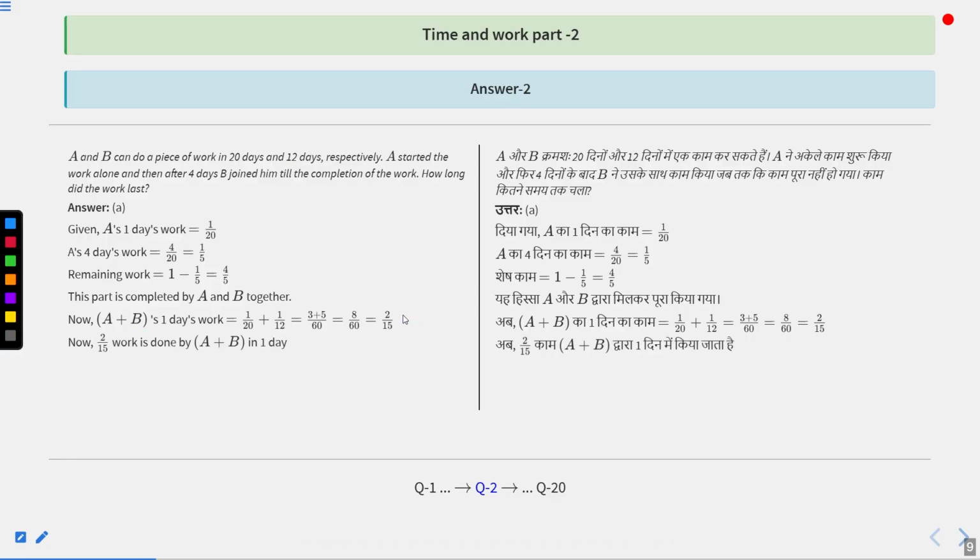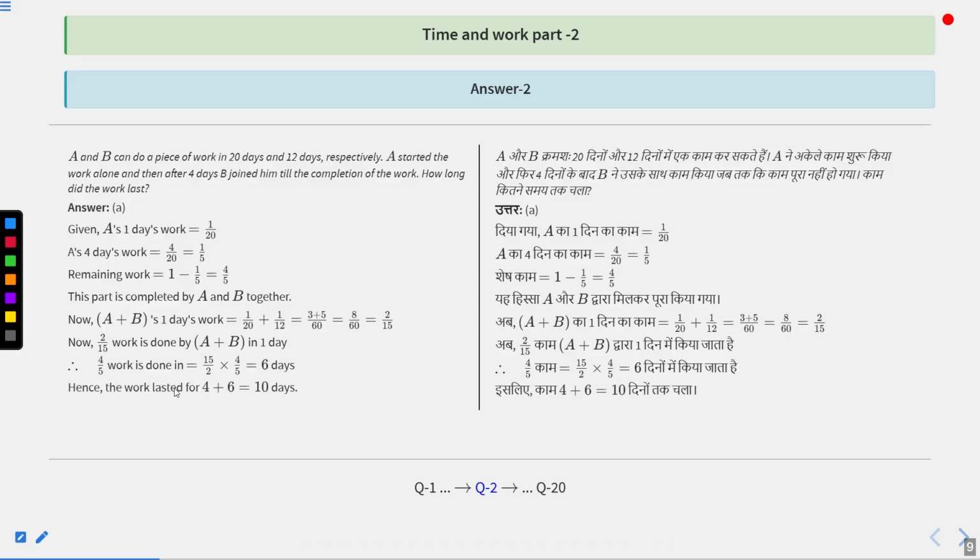Clear? Now we know that the total remaining work is 4 by 5 and they complete 2 by 15 in 1 day. So in how many days do they complete it? 15 by 2 multiplied by 4 by 5, so we get 6 days. Clear? So total number of days taken: 4 days A worked alone and 6 days they worked together. So total work days will be 10 days. Clear? Solution to be continued.